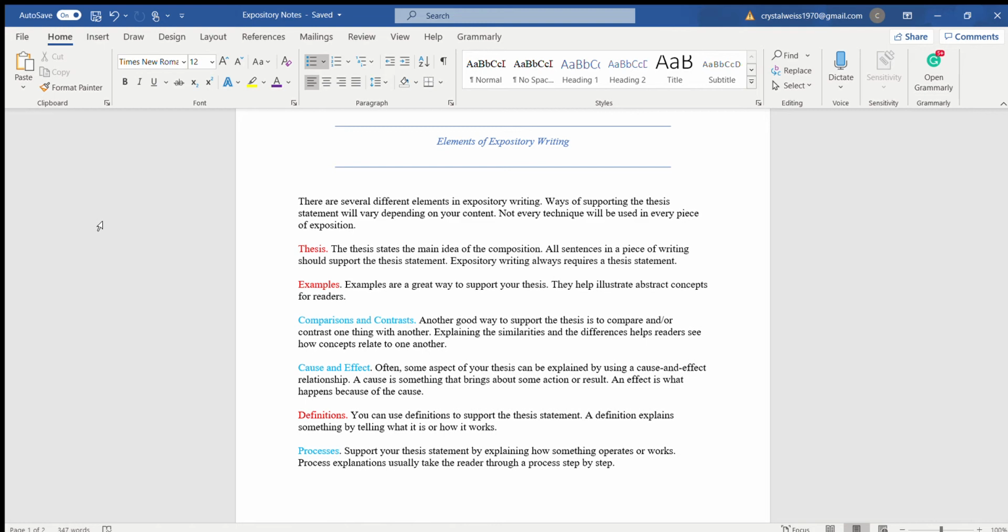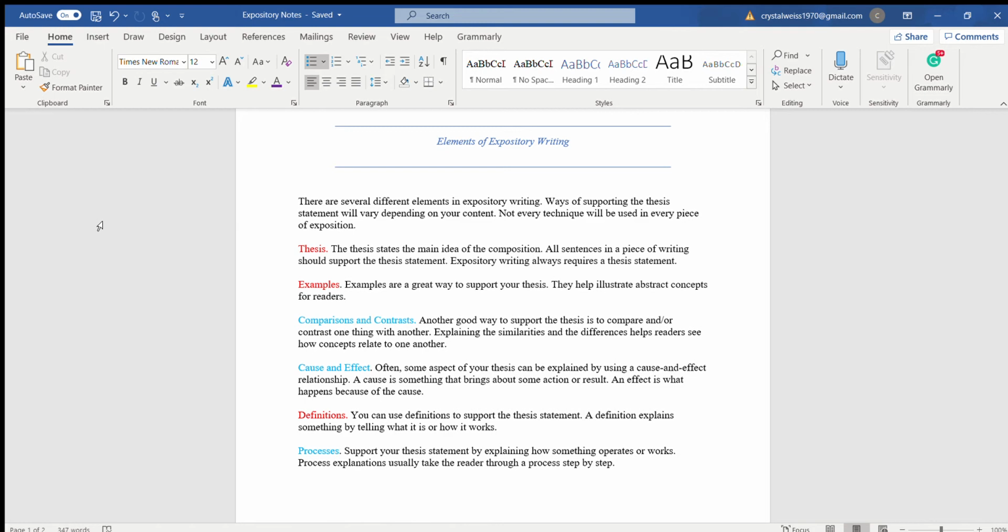Examples. Examples are a great way to support your thesis. They help illustrate abstract concepts for readers. Okay, when I say examples, you're probably wondering a little bit, what exactly? Well, I gave you some examples whenever I gave you the assignment. Remember how that thesis built into that essay maps with St. Augustine and with Anne Rice? Those are the type of examples you're going to build off of, okay?